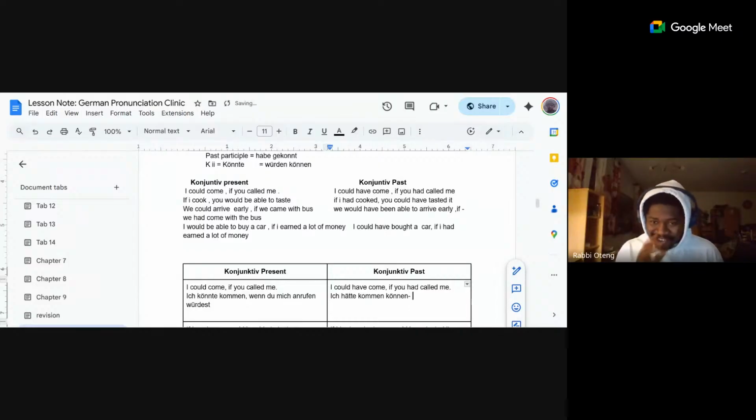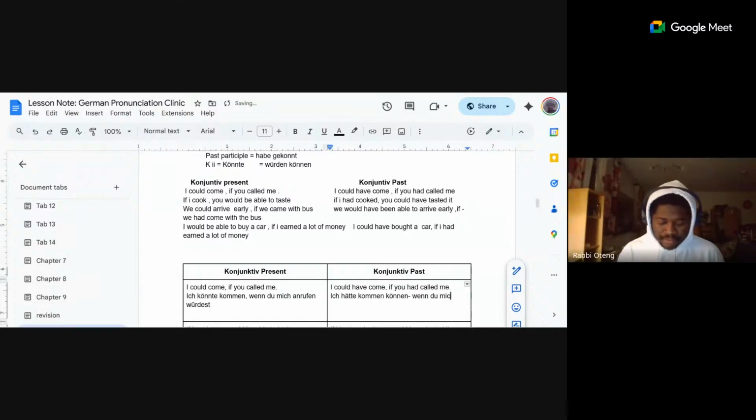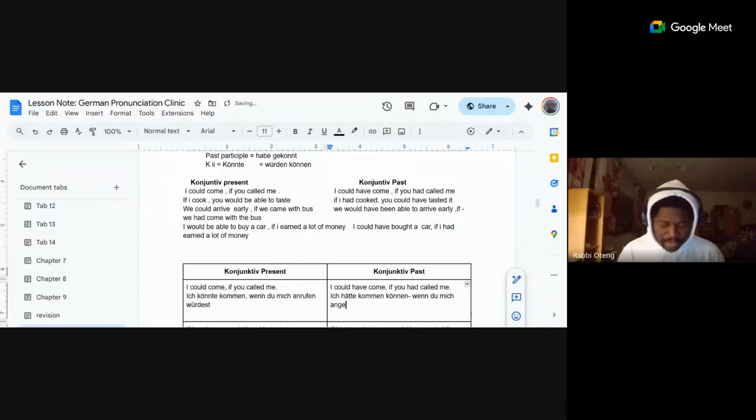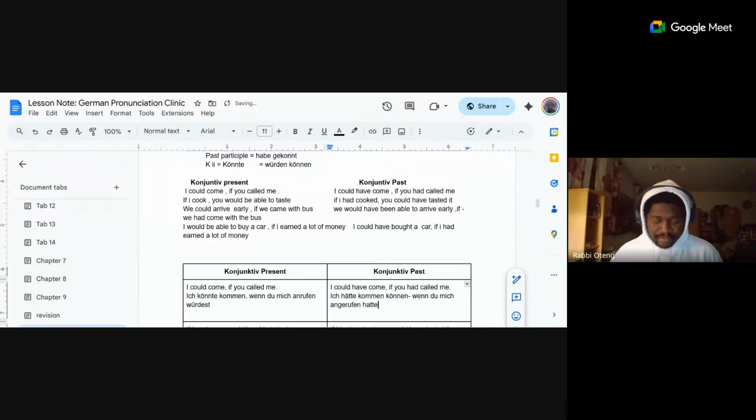Wenn du mich angerufen, or angerufen, I think hättest. Wenn du mich angerufen hättest.